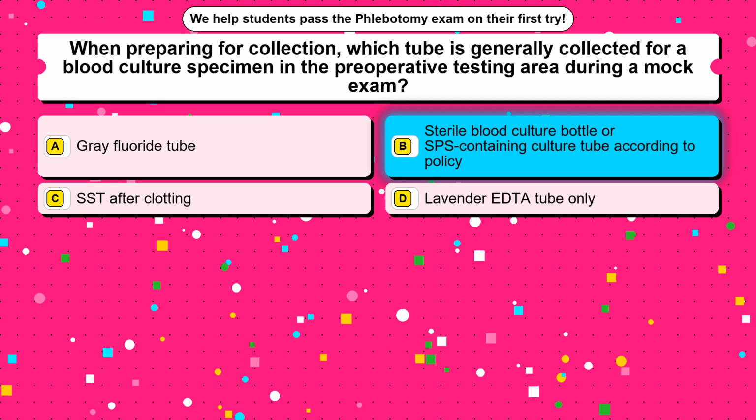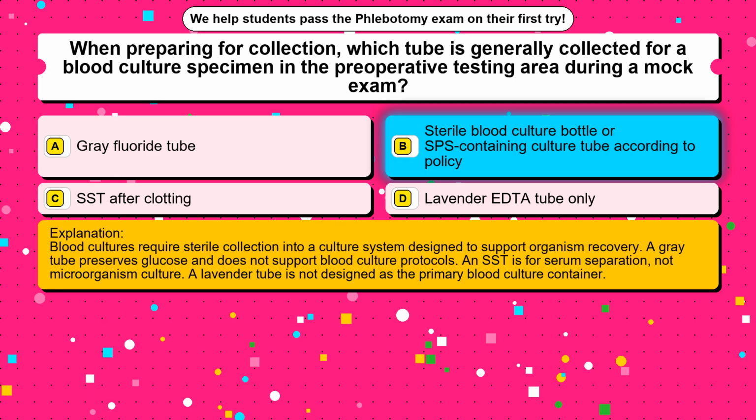Sterile blood culture bottle or SPS-containing culture tube according to policy. Blood cultures require sterile collection into a culture system designed to support organism recovery. A gray tube preserves glucose and does not support blood culture protocols. An SST is for serum separation, not microorganism culture. A lavender tube is not designed as the primary blood culture container.